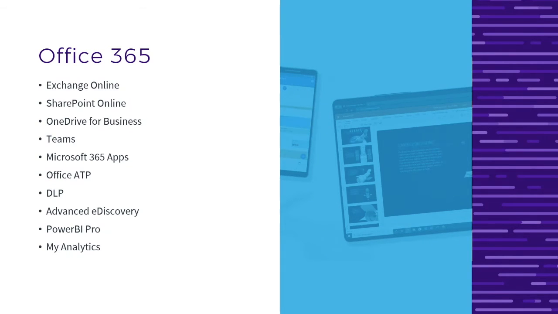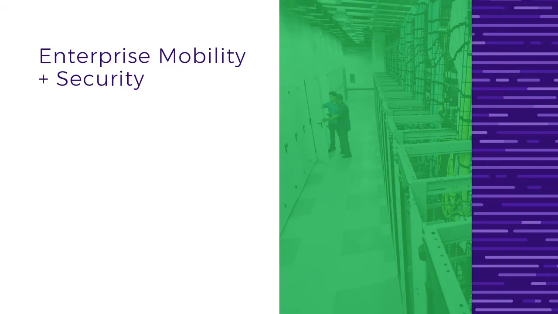Okay. The next part of the A5 license for Microsoft 365 is the security side. It's referred to as EMS, or Enterprise Mobility and Security. I'm going to talk about some of the high-level features that are available with it.